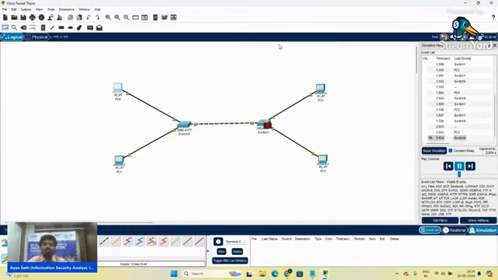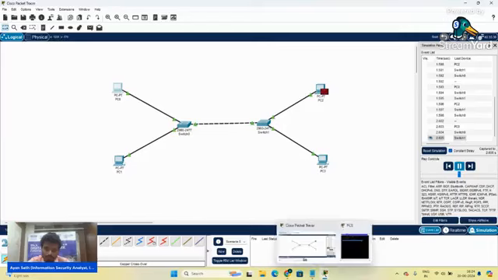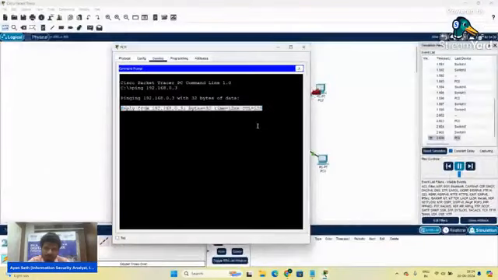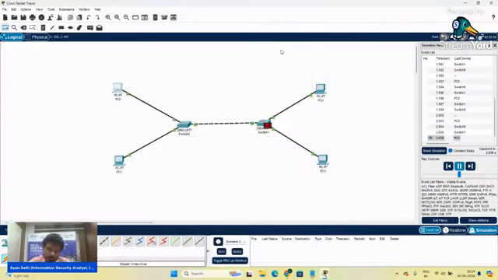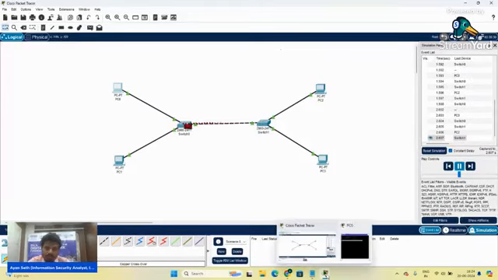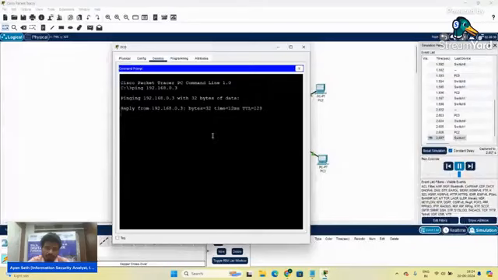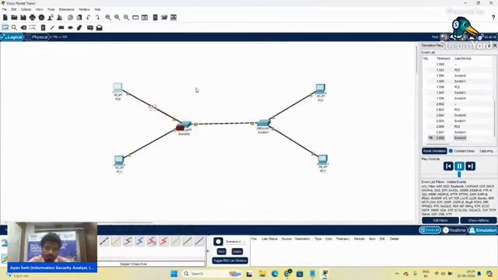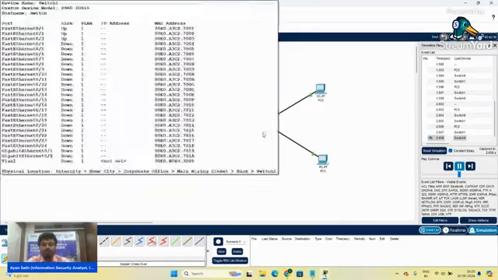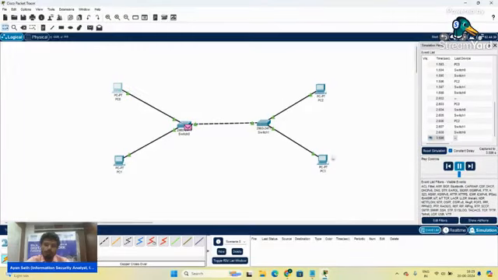Okay, so this is the whole procedure. When the ICMP request is being sent, you will not get the reply. This reply will not be visible here. When you are getting the reply from your intended PC, from your intended destination, then you can see the reply here. Okay, look, the reply is received. So this is how ARP works. This is how data travels through switches.